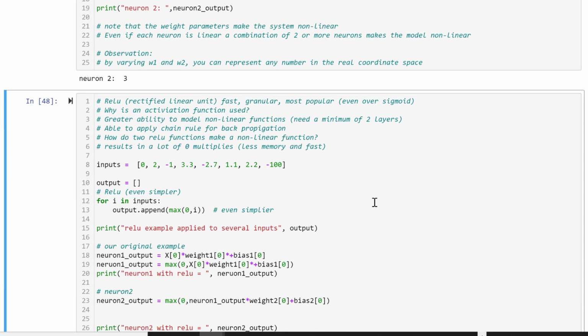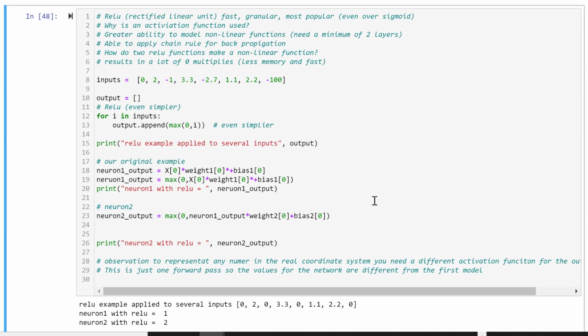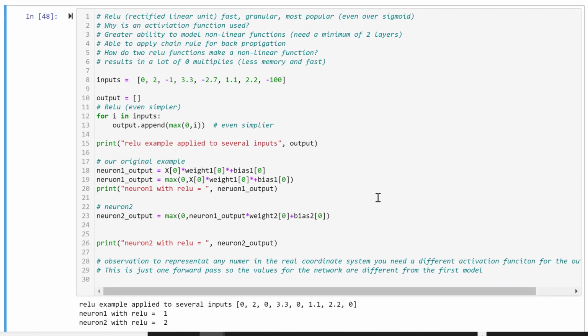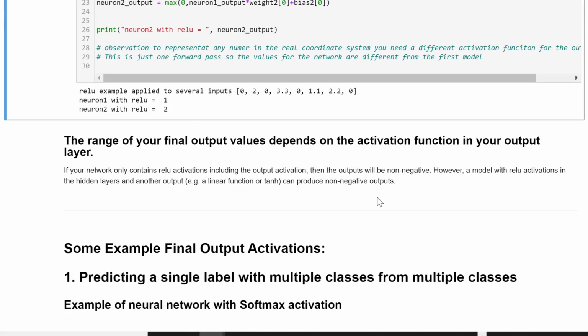So if we extend our example and add more neurons, we will need a final activation that is not a ReLU function. So that's a real important thing to realize. And you get those options when you start modeling in Keras. You can choose your output activation function. It becomes a real important choice in your model. So let's take a quick look at that.